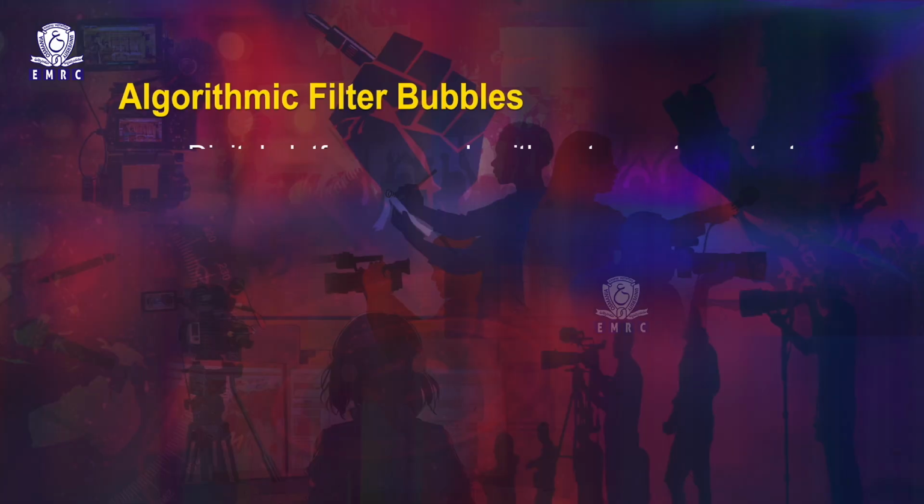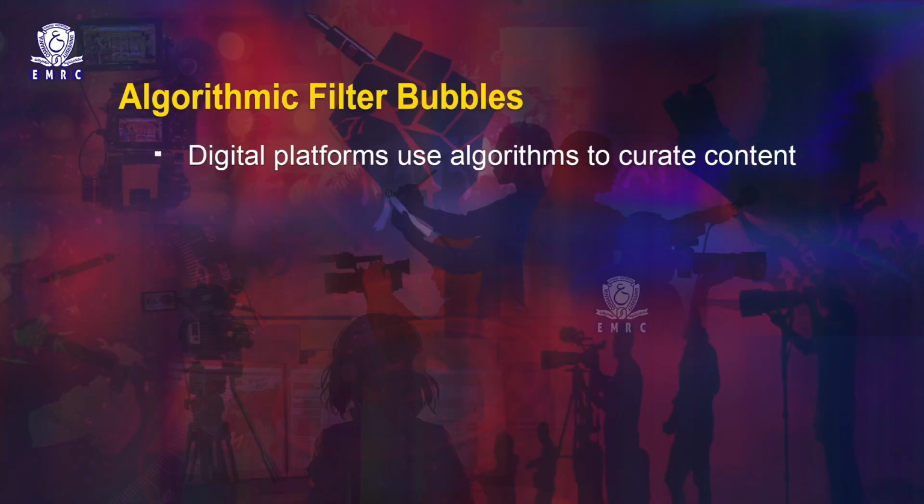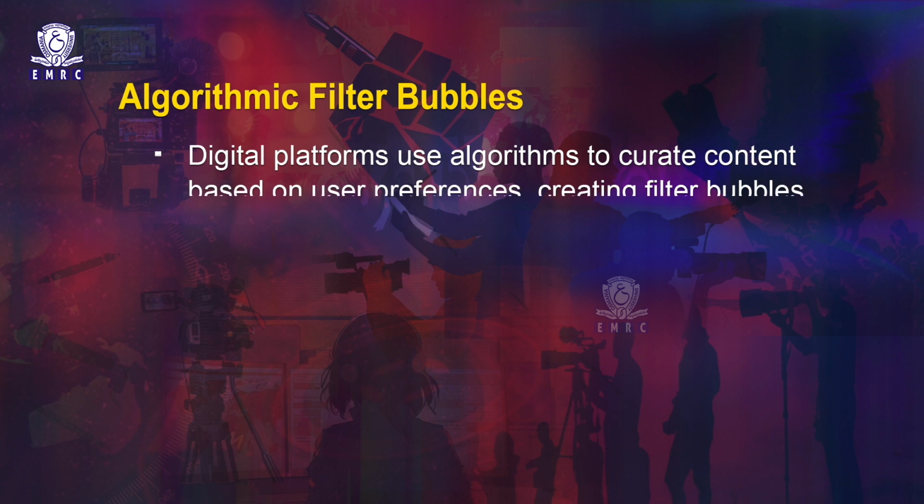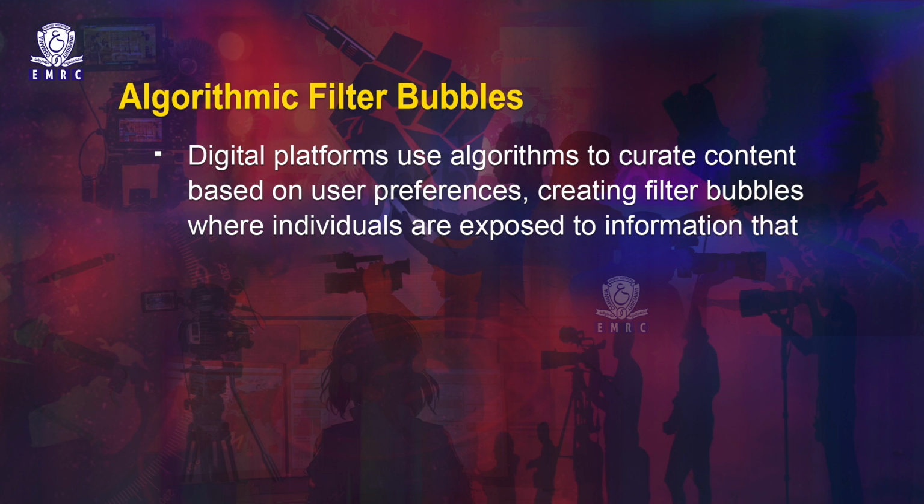uncertainty. Algorithmic filter bubbles. Digital platforms use algorithms to curate content based on user preferences, creating filter bubbles where individuals are exposed to information that aligns with their existing beliefs. This can contribute to the reinforcement of echo chambers and the polarization of society.